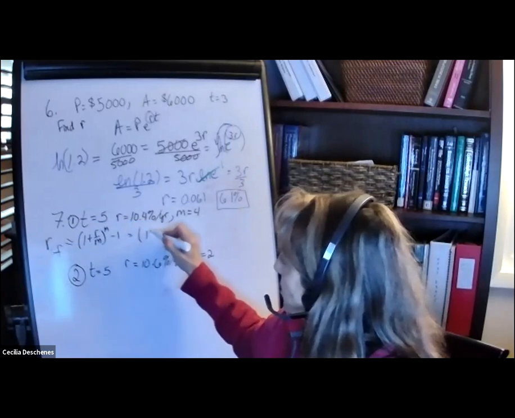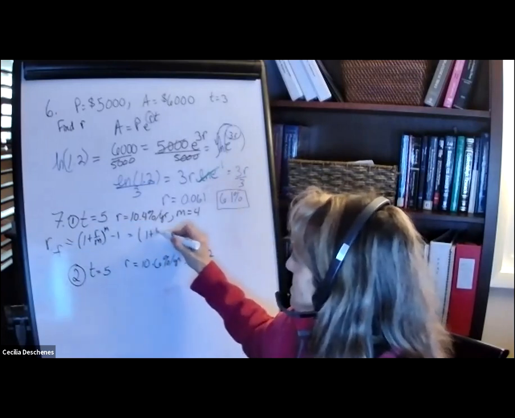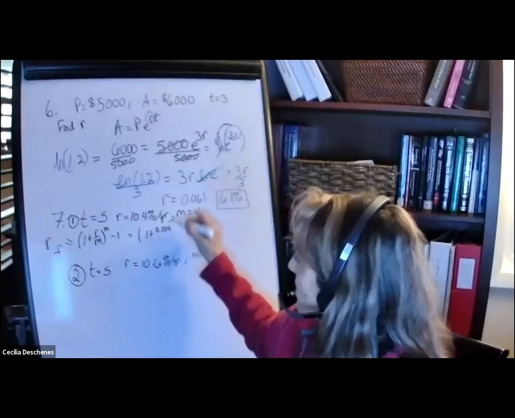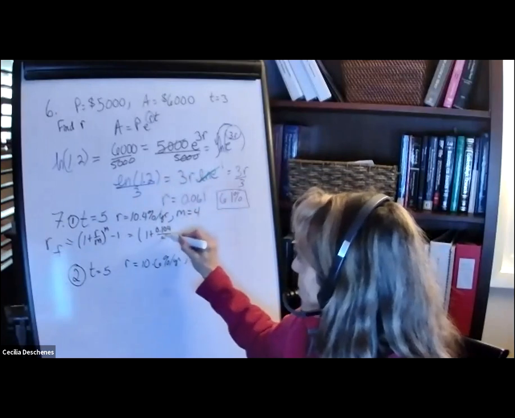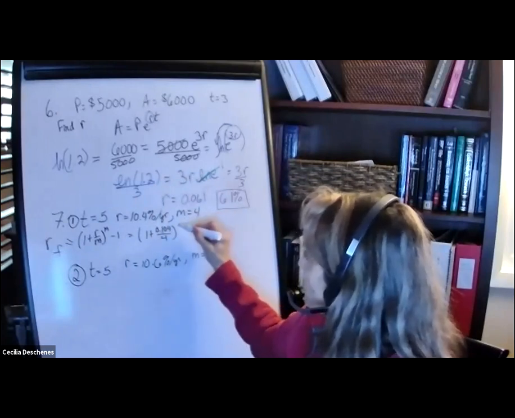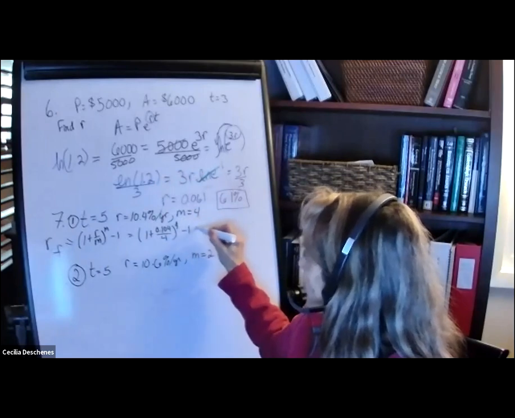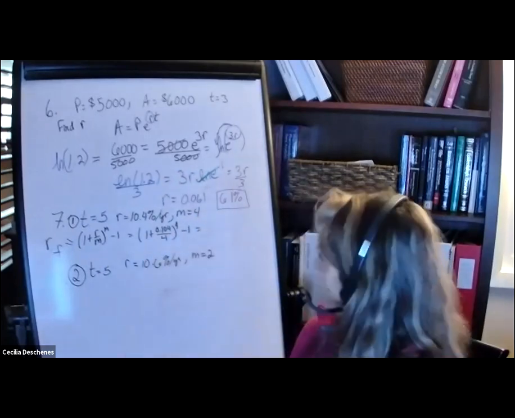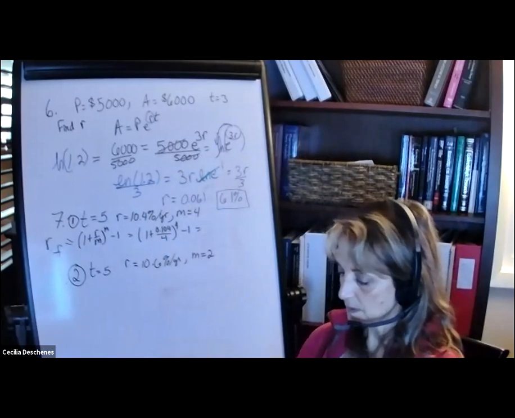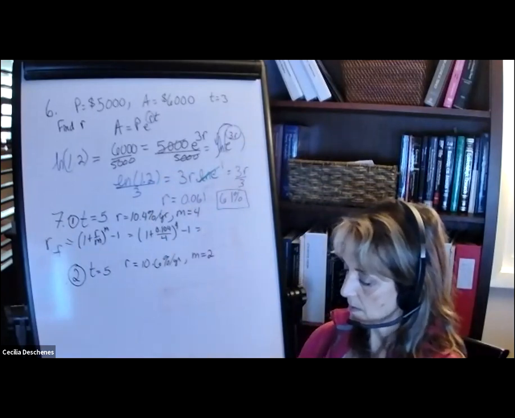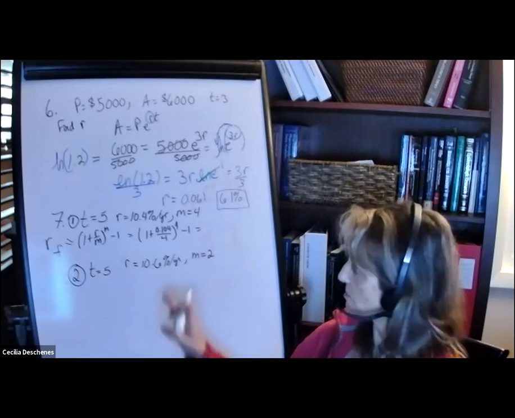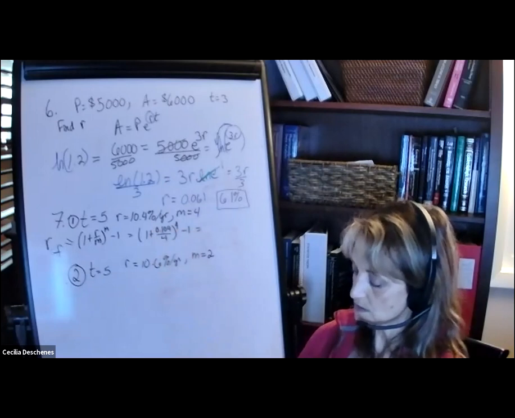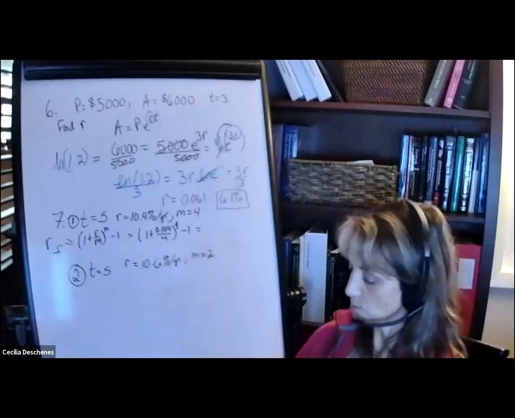So for us, that's 1 plus 0.104, right? That's 10.4% converted to a decimal, divided by 4, which is our number of conversion periods, raised to the 4, minus 1. So let's go ahead and calculate that. Inside the parentheses, I got 1.026, and I'm going to raise that to the 4th, and then subtract 1.